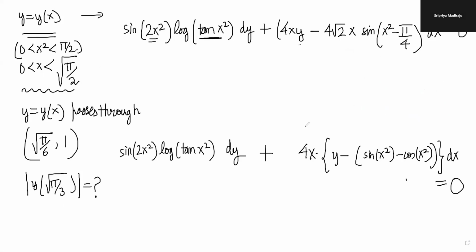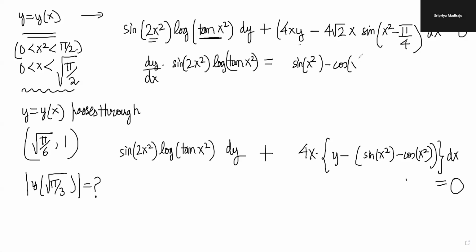You have to write dy by dx. You take it to the other side and then divide by dx. You're getting dy by dx multiplied by sine of 2x square log of tan of x square, and yeah, you get that. After that, I also wrote sine 2x square in terms of cos x square and sine x square.